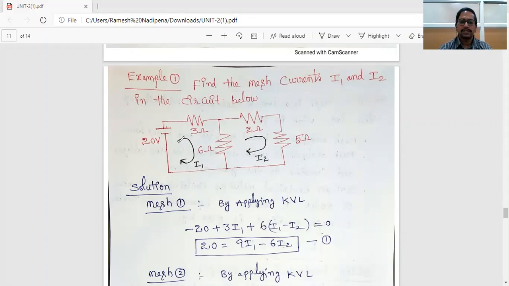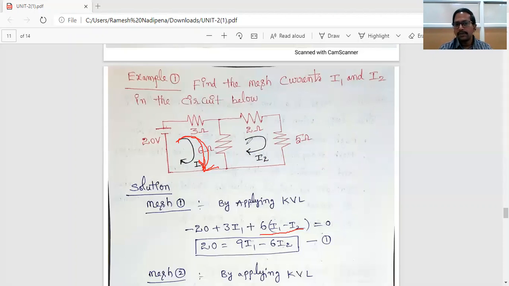Now, see, some assumptions are there. If you consider the first mesh equation, if you write the first mesh equation, then assume the first mesh current is more than any other mesh currents. Very, very important. Simple. Okay. That means here 6 into I1 minus I2. The reason is I want to write the first mesh equation, that's why 6 into I1 is more than I2.